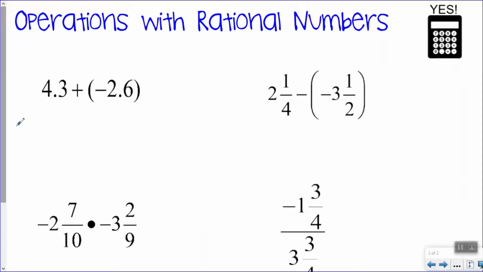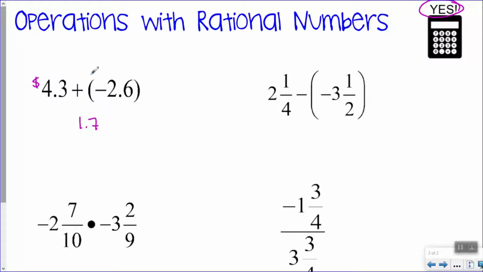We can also do similar operations with rational numbers. When we're dealing with decimals, you will, as you can see, have access to a calculator for something like this, so you can just type this into your calculator. We have 4.3 plus negative 2.6, and altogether, that gives me 1.7.